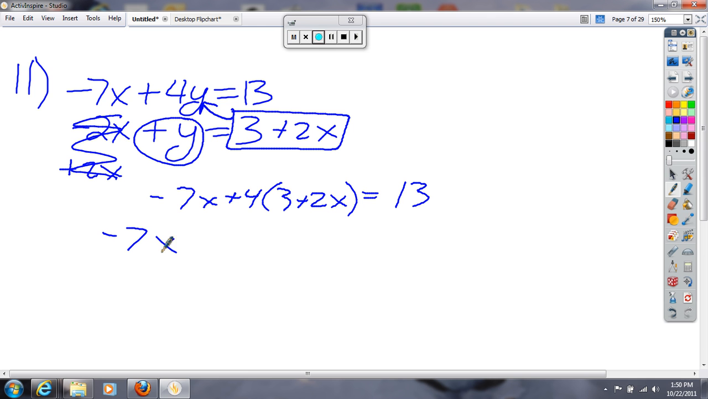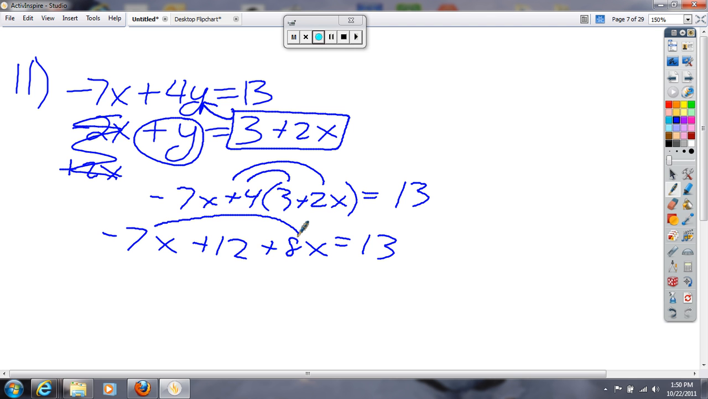The negative 7 stays. I take 4 times 3. That's a positive 12. Then I take 4 times 2. That's a positive 8x. That's equal to 13. I'm going to combine like terms. I'm going to combine the 8x minus 7x. 8 minus 7 is 1x, or x. I'm going to take the 12, move it to the other side. So it's a negative 12 here, and a negative 12 on this side. The negative 12's cancel, and x is equal to 13 minus 12, which is 1. So our value for x is 1.